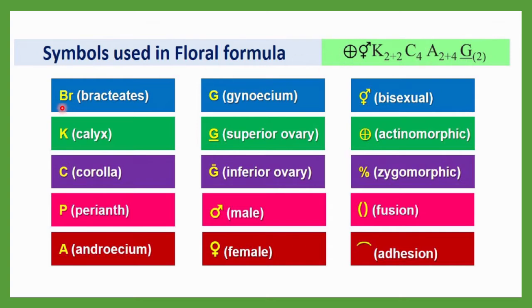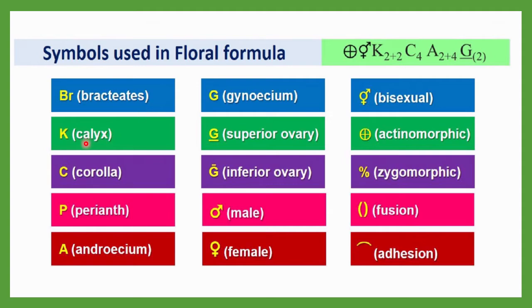So first of all, whenever you see the floral formula, all these symbols must be utilized. You have to remember which symbol is used for which part. This is bracteate. If the flower is bracteate, it is indicated as BR, and if it is ebracteate, it is indicated as EBR. You know very well what a bracteate flower and an ebracteate flower are, which we have already discussed in previous lectures.